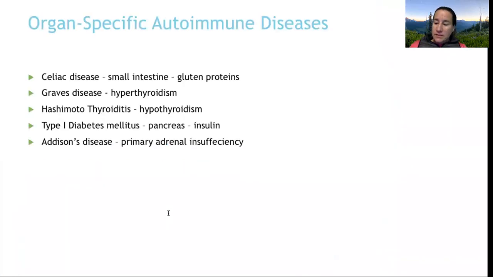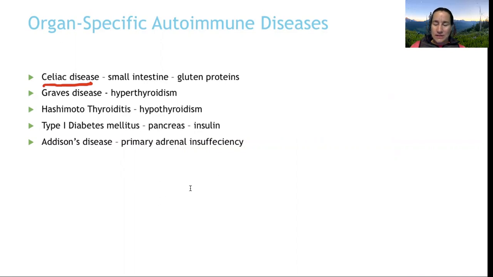So we have some specific ones, organ-specific ones, actually in our first group of autoimmune diseases. One of them is celiac disease. And if you have gone grocery shopping in, I don't know, the last decade, you might notice that there are certain products that help with celiac disease. Celiac disease is caused by proteins where your body reacts to those proteins and it causes issues.